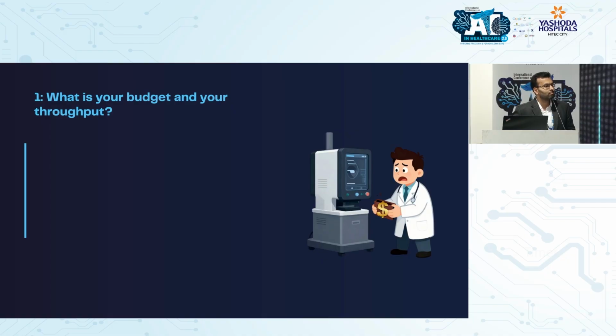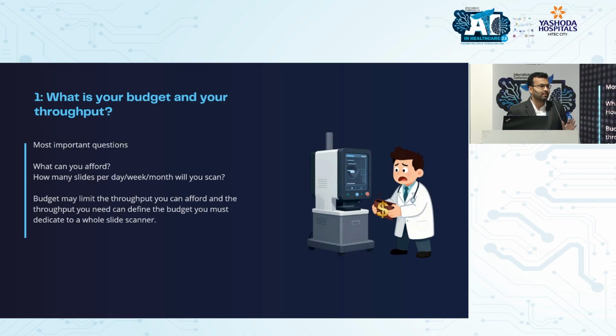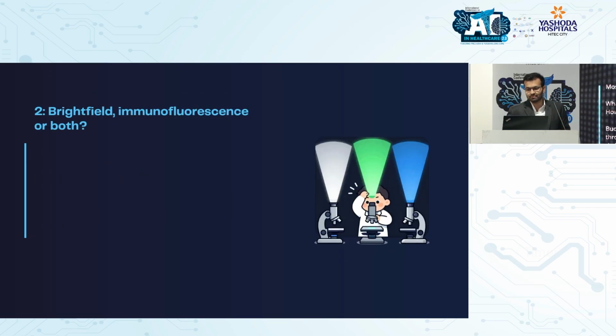Then comes in the question about budget, right? Your budget and throughput have to go hand in hand. You might want a 200-slide scanner, but you don't have the budget for it. So that's why budget and throughput go hand in hand. Decide your throughput and then decide on the budget.